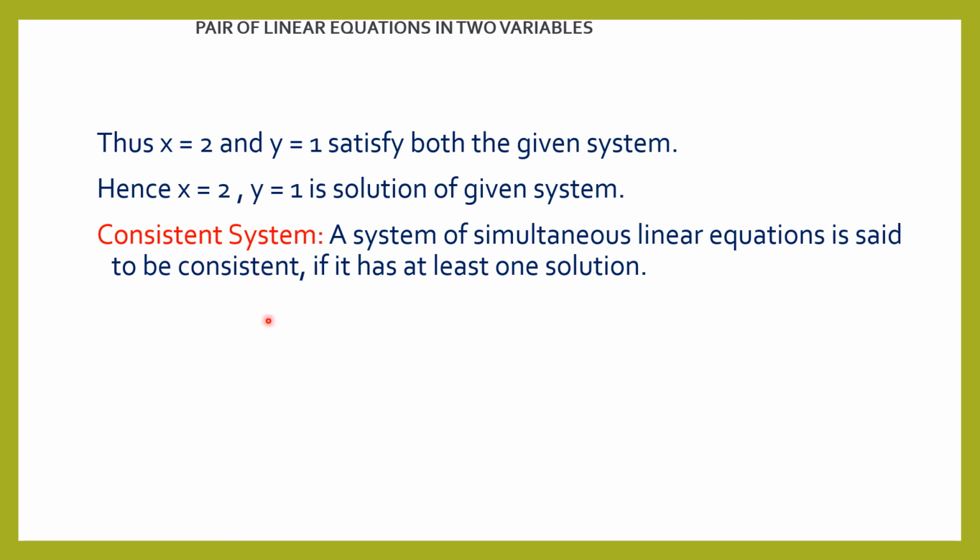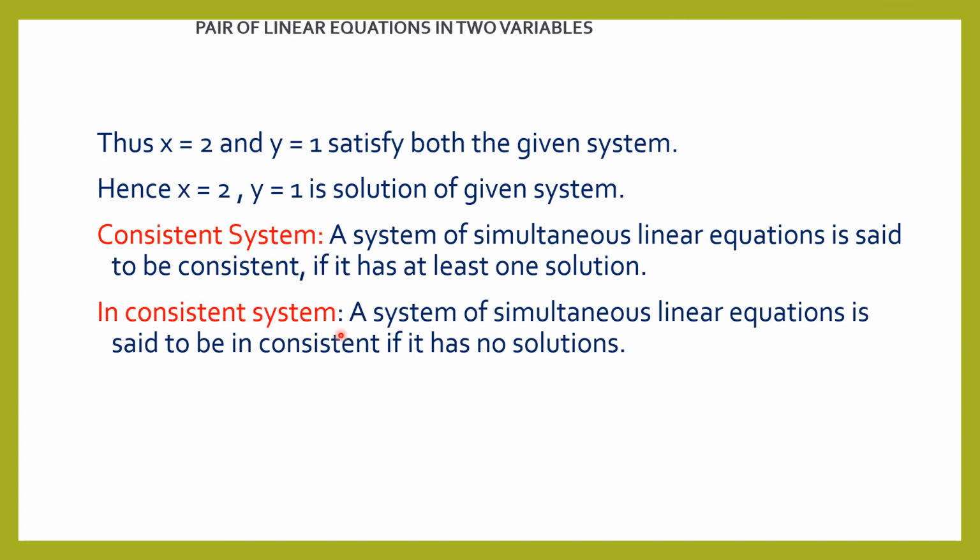And an inconsistent system means a system of simultaneous linear equations is said to be inconsistent if it has no solutions. Example, parallel lines. Clear? Consistent system means intersecting lines. Inconsistent means parallel lines, which do not contain any solutions because they are always parallel and do not intersect at any point. Okay.